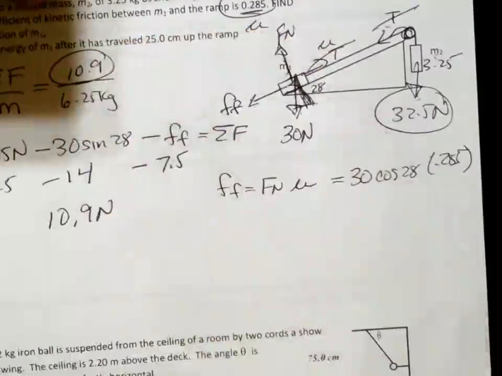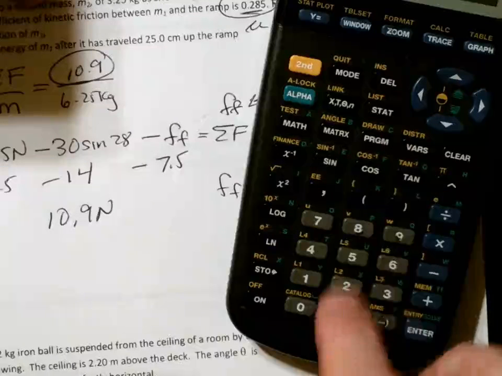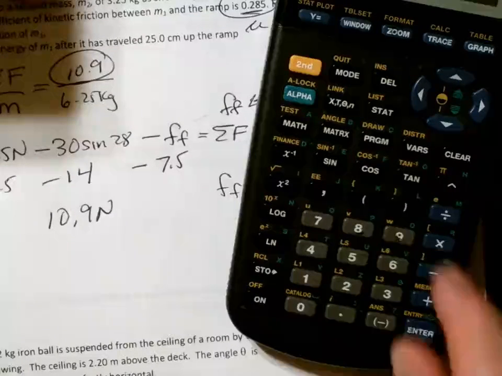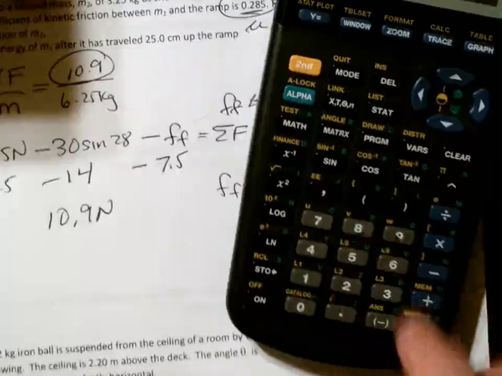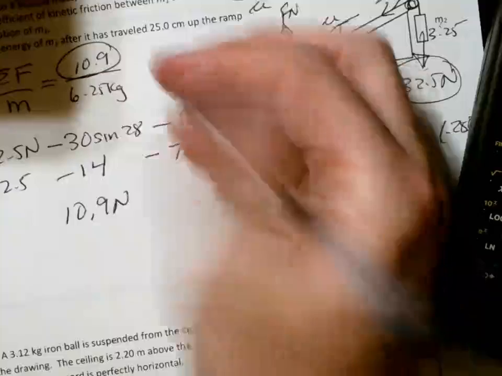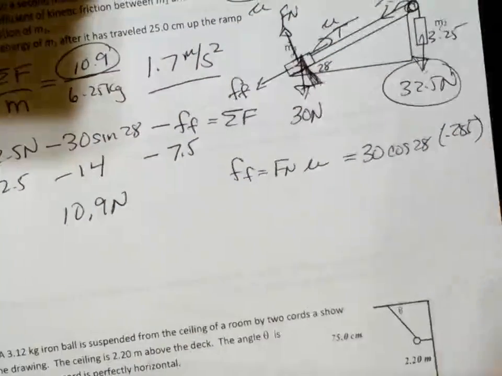10.9 newtons. So we have 10.9 divided by 6.25. 1.7, and I get 1.7 meters per second squared for the acceleration. The kinetic energy after it's traveled 25 centimeters up the ramp.